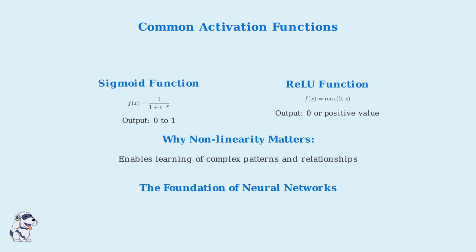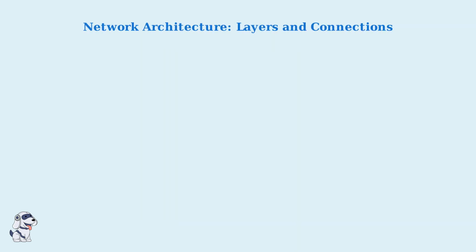This single neuron, or perceptron, forms the building block of all neural networks. By connecting many of these neurons together in layers, we can create powerful systems capable of learning complex patterns from data. Neural networks are organized into distinct layers, each serving a specific purpose in processing information. Understanding this architecture is crucial for grasping how these powerful systems work.